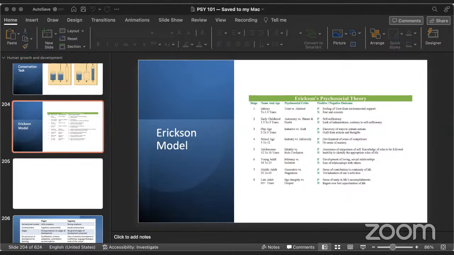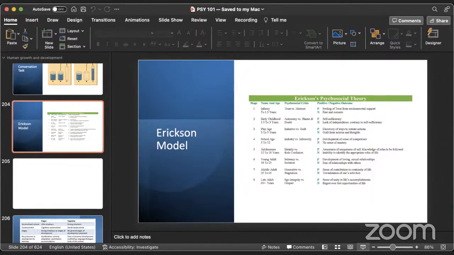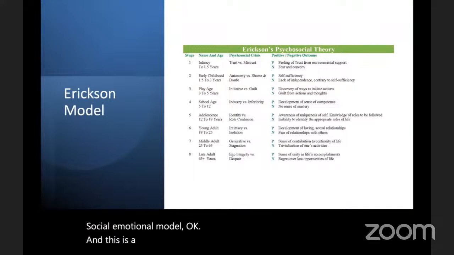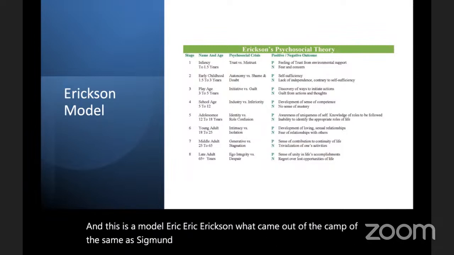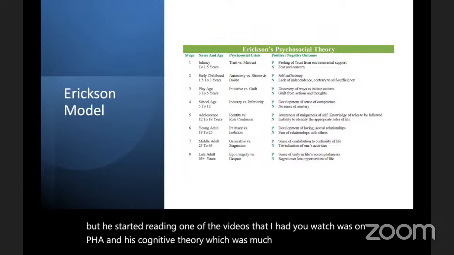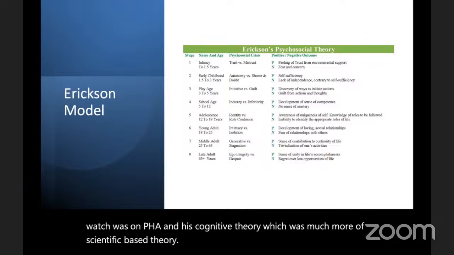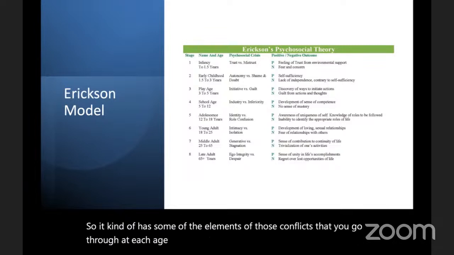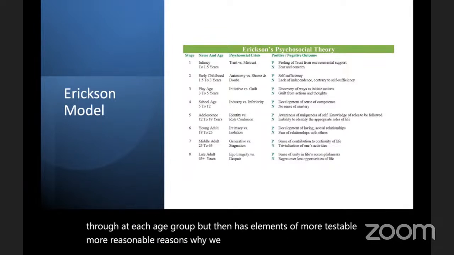But the theory we'll concern ourselves with tonight is Erickson's socio-emotional model, okay? Erickson came out of the same camp as Sigmund Freud. He was a psychoanalyst in the beginning, but he started reading Piaget and his cognitive theory, which was much more of a scientific-based theory. So it has some of the elements of those conflicts that you go through at each age group, but then has elements of more testable, more reasonable reasons why we have these conflicts at certain periods of time.